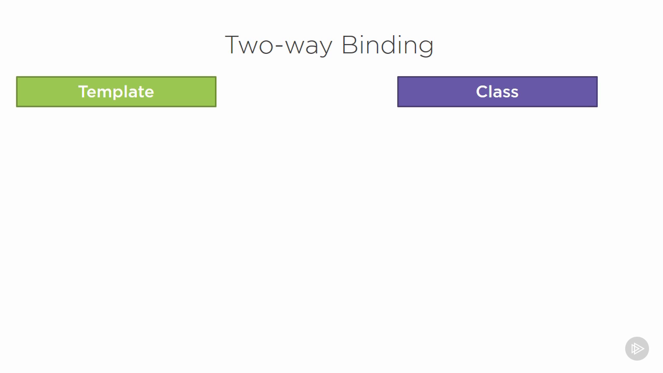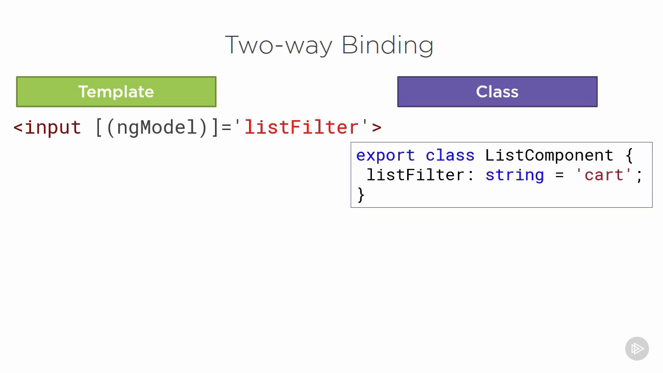When working with user entry HTML elements, such as an input element, we often want to display a component class property in the template and update that property when the user makes a change. This process requires two-way binding. To specify two-way binding in Angular, we use the ngModel directive.